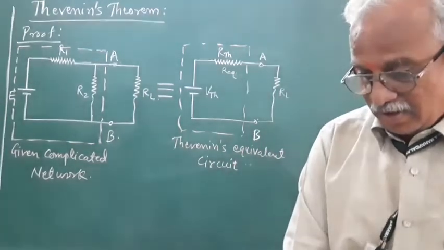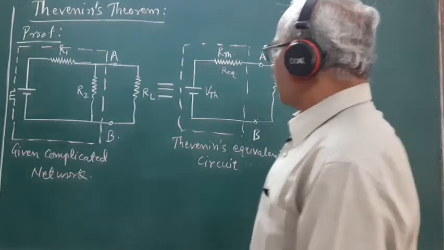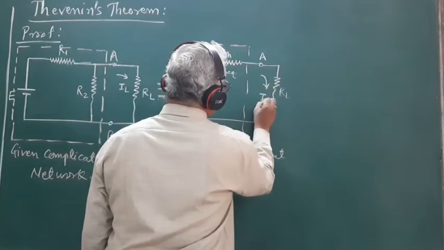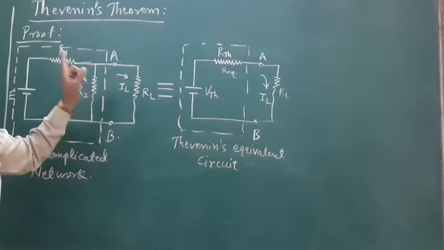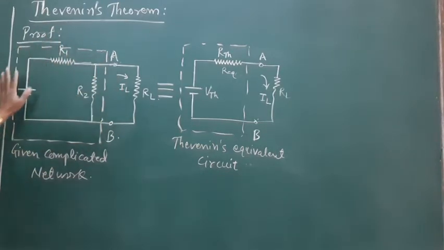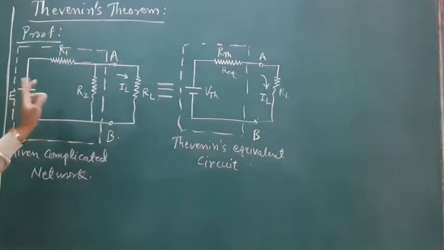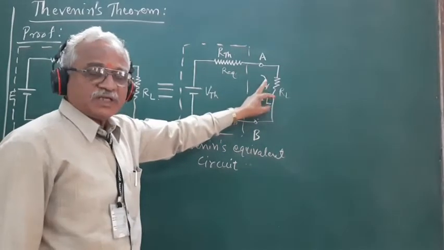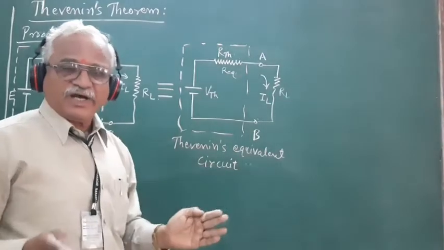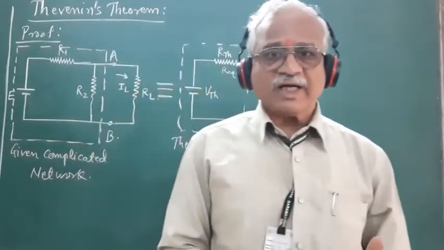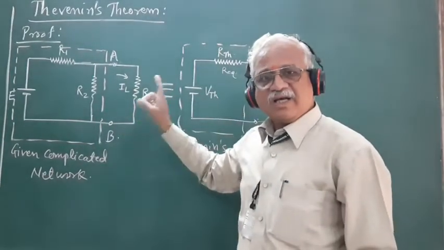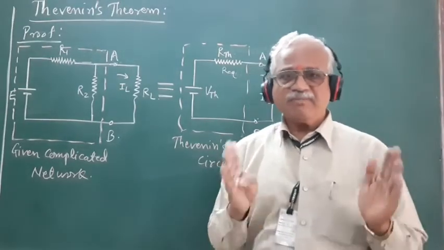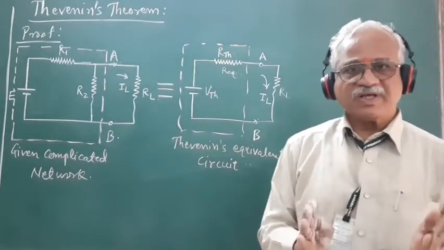To prove this theorem, let us find out the current IL flowing through the load resistance RL of the two circuits: when there is the given complicated network to the left of the terminals A and B, and when this complicated network is replaced by this Thevenin equivalent circuit. If we observe that the current flowing through the load resistance RL remains the same in both situations, then we can say that Thevenin's theorem is verified.